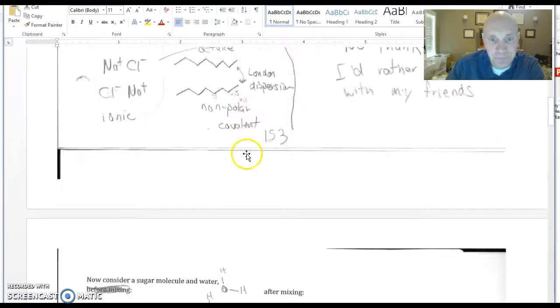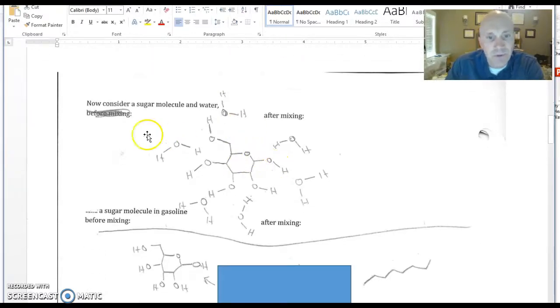So, a couple of new examples. Let's consider what happens when you put sugar in water. This molecule right here, I'm kind of circling it, would be a sugar molecule. Actually, technically this is glucose. Table sugar is called sucrose, which is very similar to this. But essentially, if you had a pure sample of this compound right here, it would be a solid.